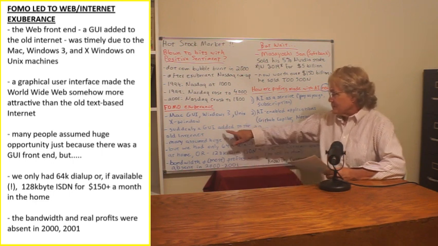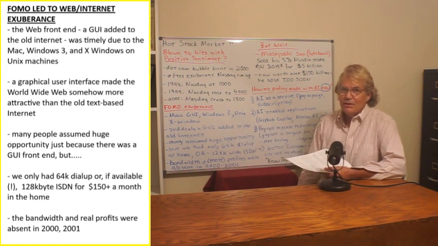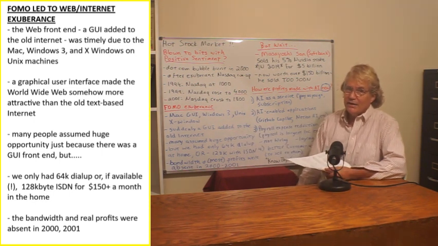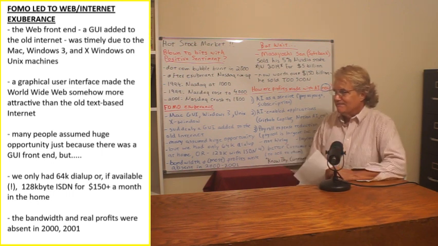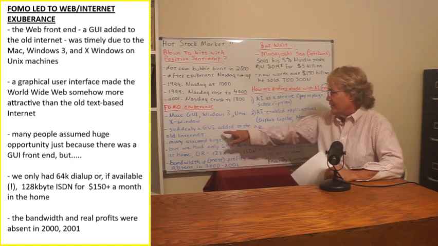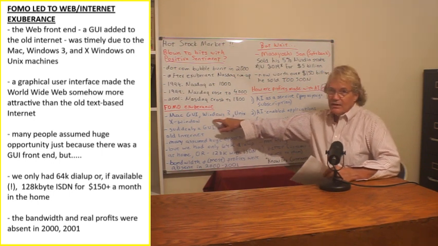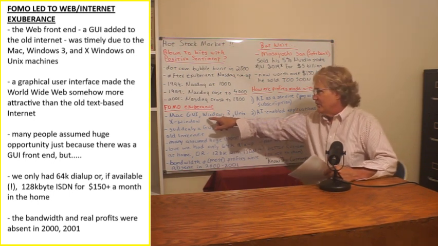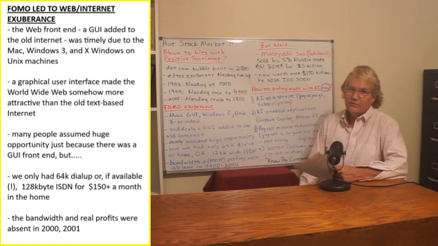So now there's a graphical user interface that was added to the old internet. The internet had been around for a couple of decades by the 1990s. It was text-based. It was basically typing text on a terminal or on a computer that did not have a graphical user interface. The internet had been around for a while. Suddenly, the internet gets a facelift that is in rhythm with the graphical user interface on the Macintosh, on the PC, on Unix systems.